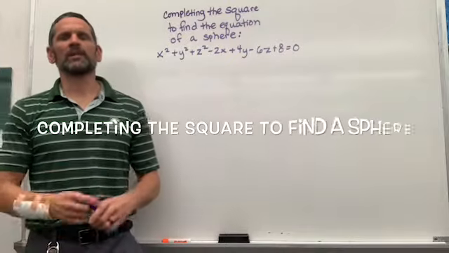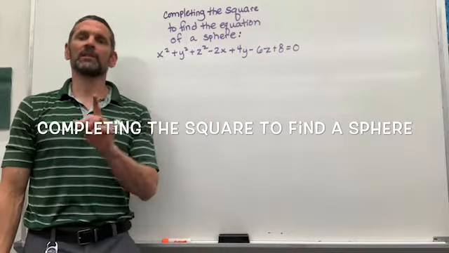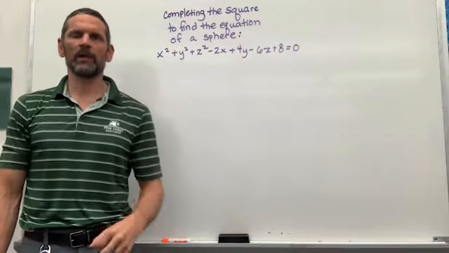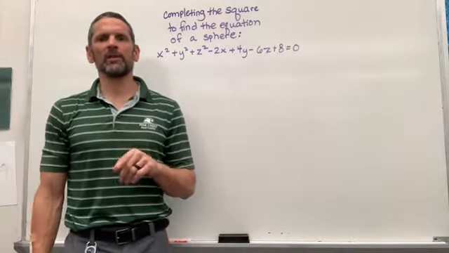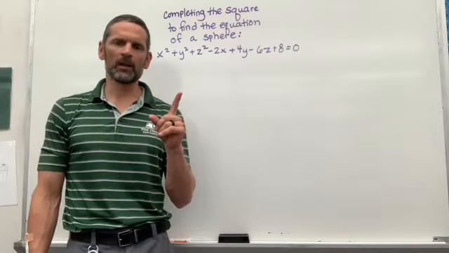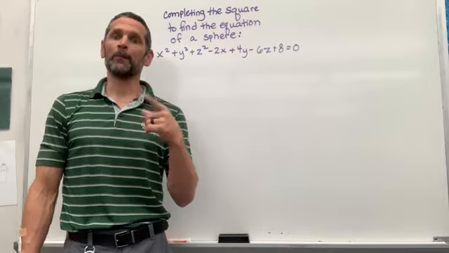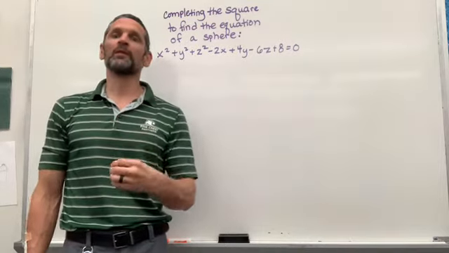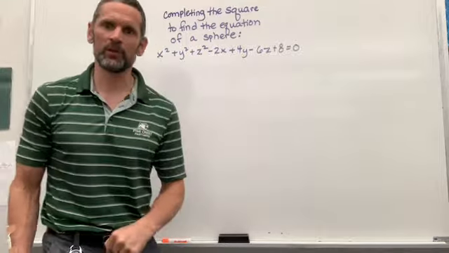If I'm given an equation like this and I'm asked to find the standard form equation of a sphere, I'm going to complete the square 3 times. Remember, to complete the square, our coefficient of our quadratic term must be 1, and our technique will be to add b over 2 squared to each side. B, remember, is the coefficient of our linear term. Linear terms are to the first power.